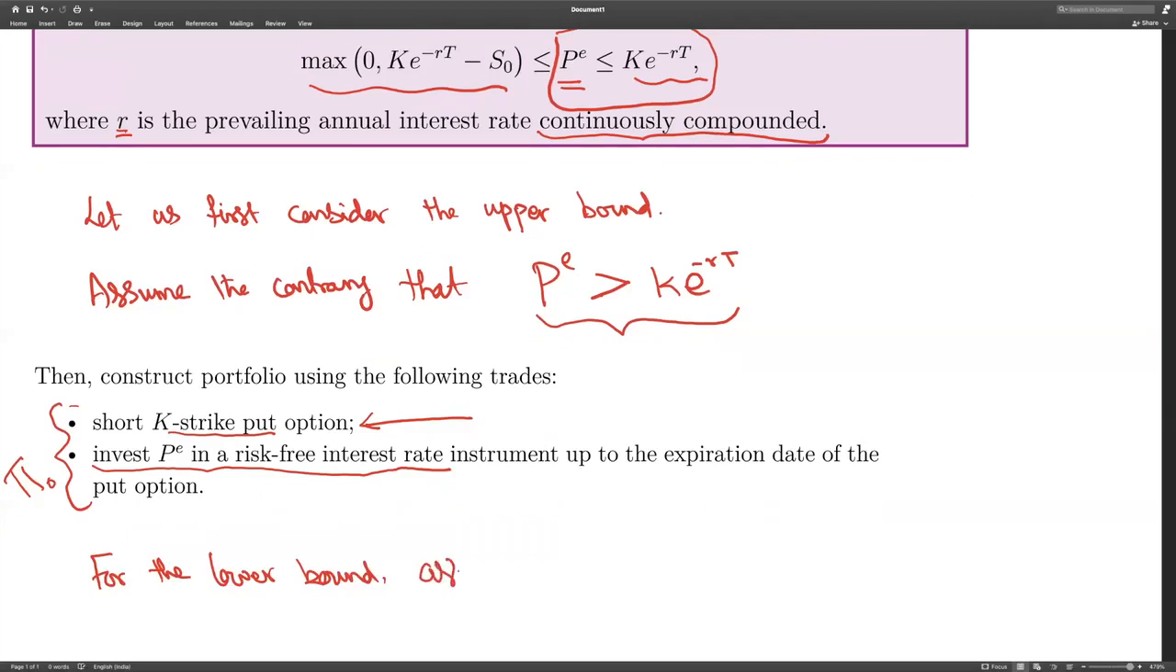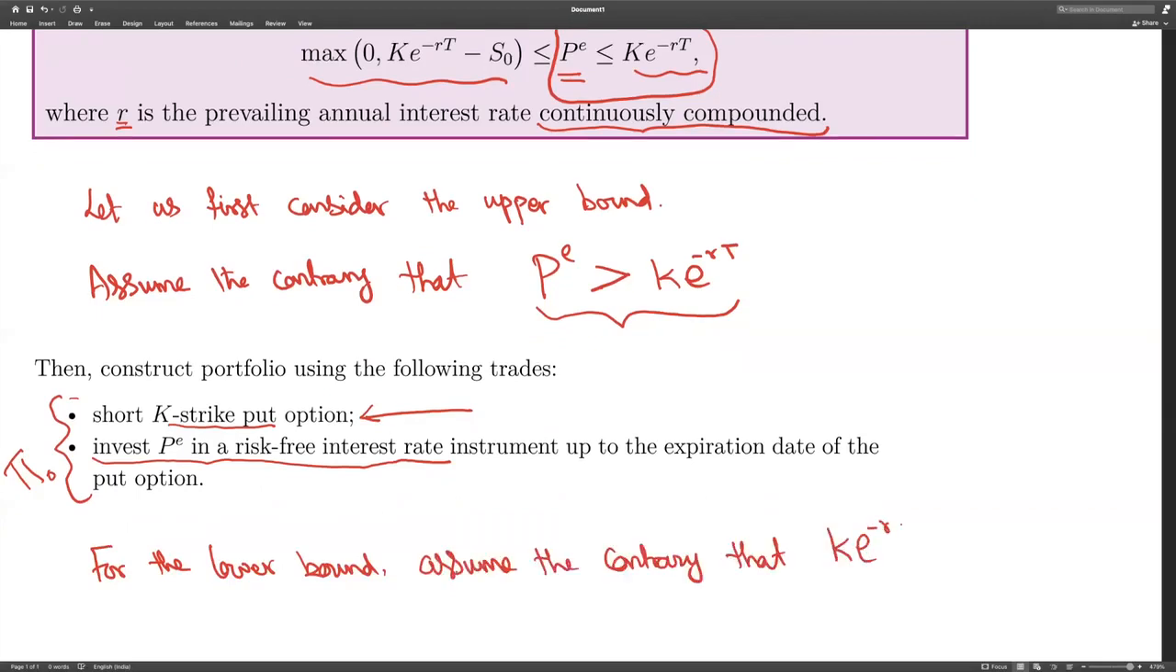Again, assume the contrary, that K e to the power of minus RT minus S naught is strictly greater than PE. Recall that before going into this step, you have to first argue that PE is always greater than or equal to 0 by saying that the buyer enjoys only the right but no obligation to exercise the put option at the expiration, and therefore he or she has to pay a non-negative price for that. In fact, it will be a positive number, and then you come to construct the arbitrage portfolio in this case.